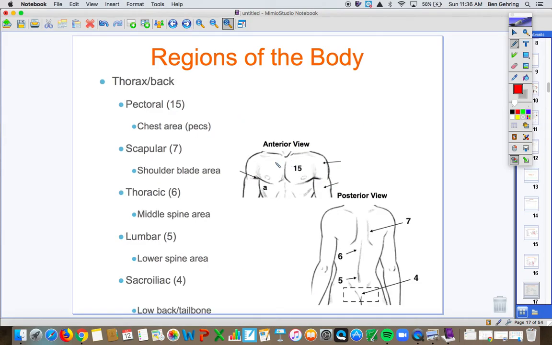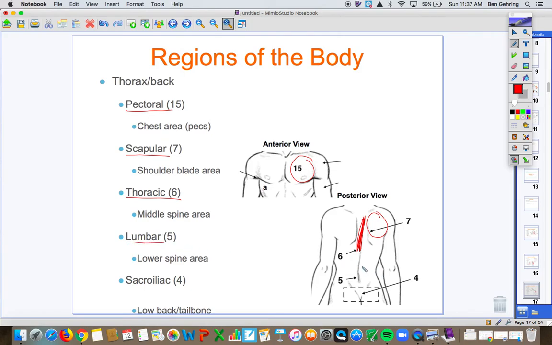Your thorax and back. So we went from your appendage, so now we're in your chest and back area. So you have your pectoral region. So you have pectoral muscles here. This is your chest area right there. Scapular refers to the scapula, which is your shoulder blade. So this region in here is your scapular region. Thoracic refers to the middle spine area. So this portion here where your ribs attach is your thoracic region.